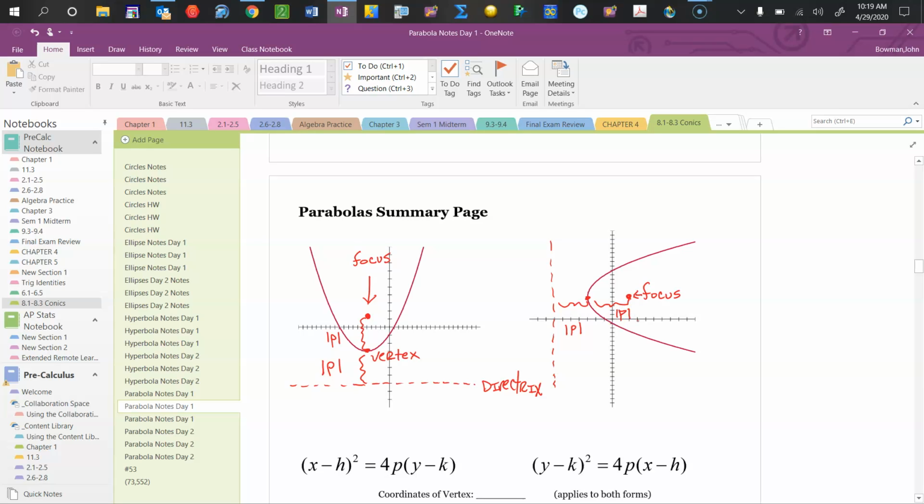Another piece of information that's really helpful, it's called the focal width. The width of the parabola at the focus, we'll label that focal width, is equal to 4 times the absolute value of p.